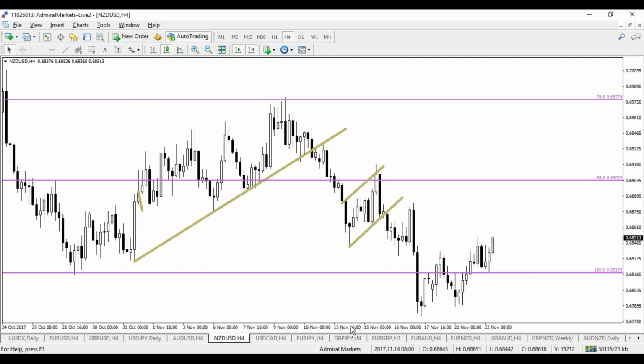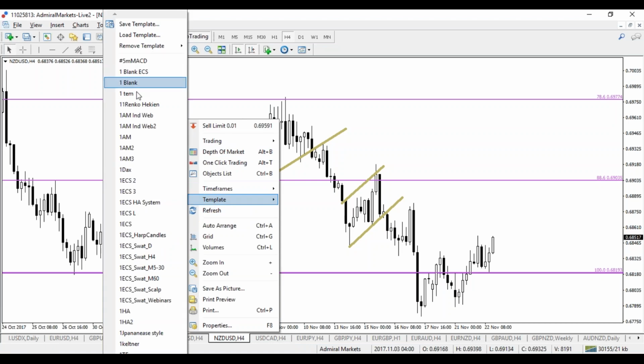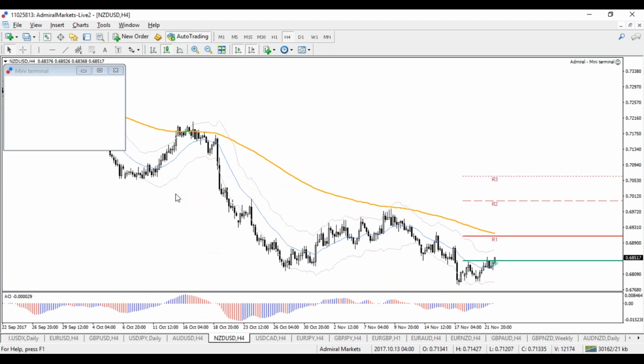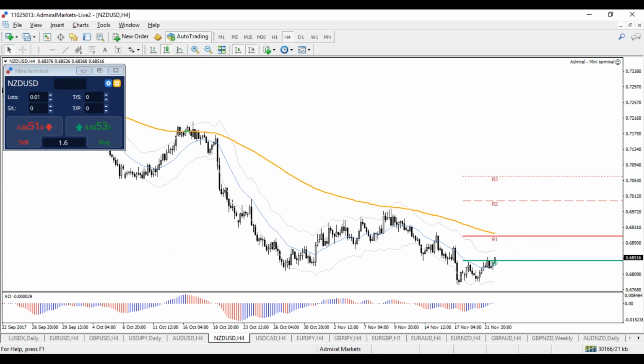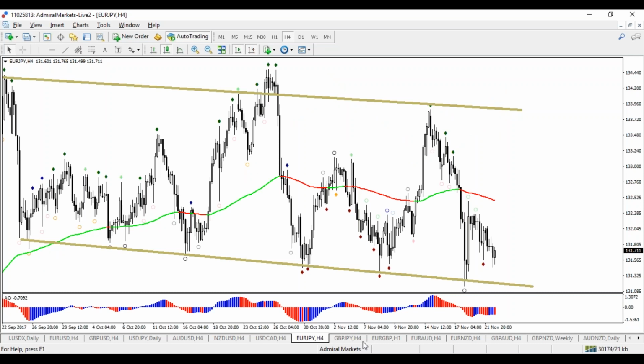All right, this is all part of my roadmap, my analysis of the path of least resistance of price. Kiwi dollar, same thing. Divergence could get back to the long-term moving average. Dollar CAD breaking to the downside.